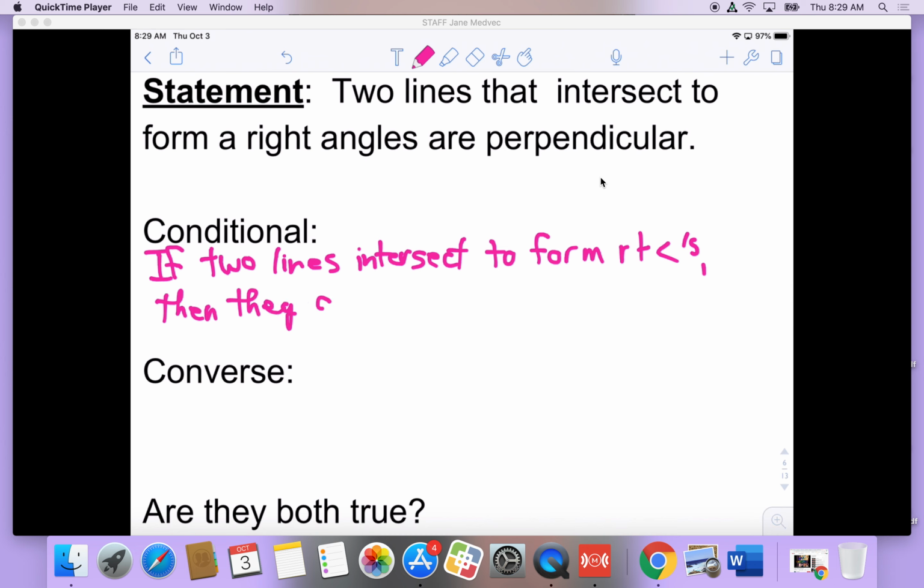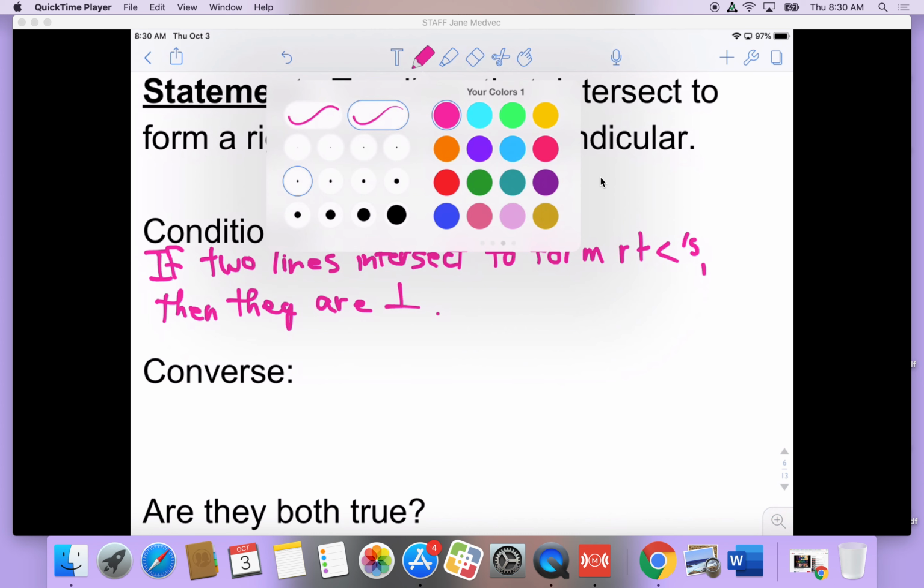they are, and I'm going to use the symbol for perpendicular. That is a capitalized upside down T. That is the perpendicular symbol. You can write out perpendicular, it's fine, but I'm going to use that for our purposes. So if 2 lines intersect to form right angles, then they are perpendicular. All right, let's go on and let's do the converse.